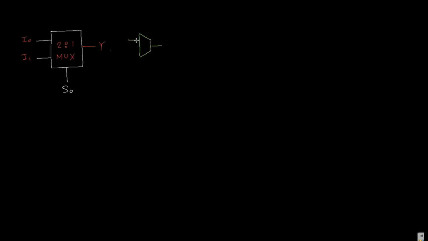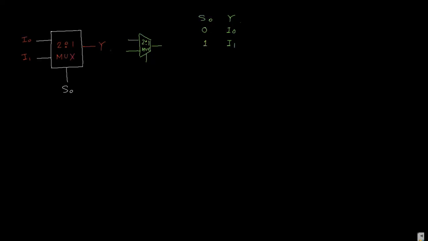You can symbolize this multiplexer in this way also. This is your 2:1 MUX, and this is your select line S. Now if you want to draw the truth table for the two-input multiplexer, it is for S0 and Y. When S0 is 0, the output is I0, and when S0 is 1, the output is I1. Okay, let me make it very clear.